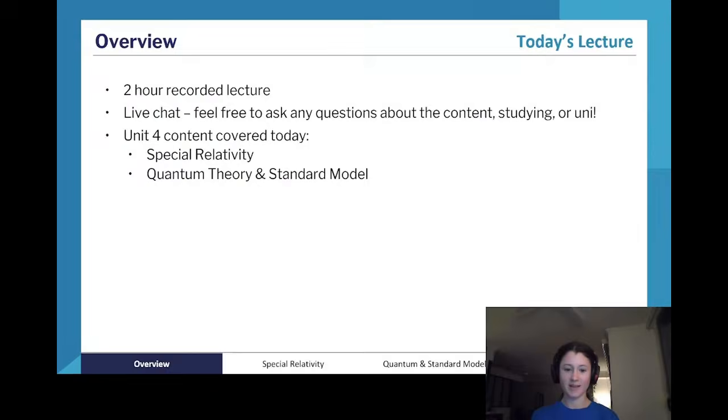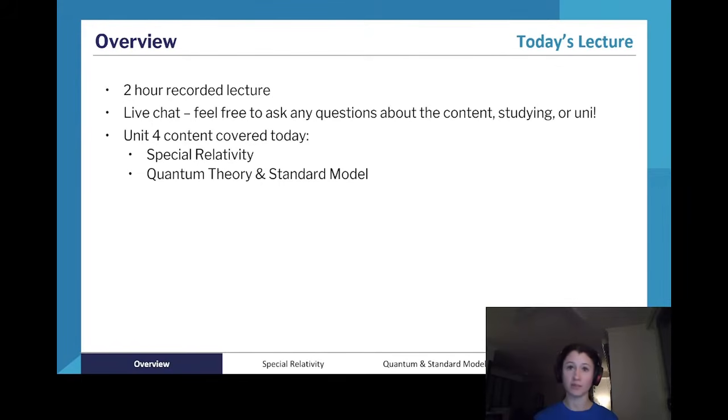So, let's get started with a quick recap of what today's lecture is going to entail, what content we're going to go over, and what the structure is. So we have a 2-hour recorded lecture, which means that you can pause it at any time if you need to take a note, or if you didn't understand a particular thing and you want to replay it. Or it also means you can watch the lecture at any time, even if it's not the time that it's being live streamed at. So there is also a live chat.